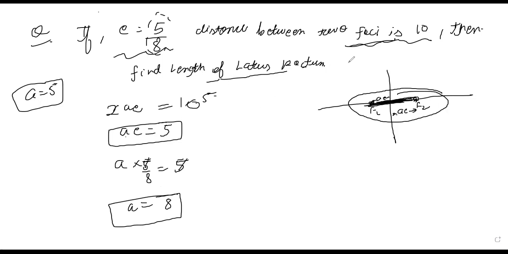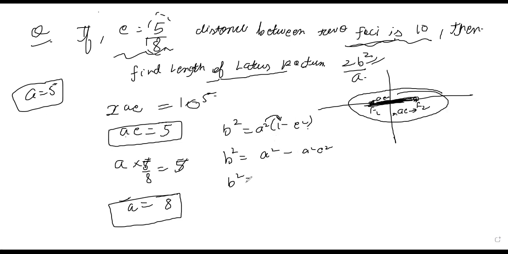And now to find the value of B, we have to find the latus rectum, which has the equation 2B square upon A. So now we got the value of A, we need to find the value of B. As we know the formula, B square equals A square times 1 minus E square. So from here we can find the value of B square. Multiply A square inside, this means A square minus A square E square.